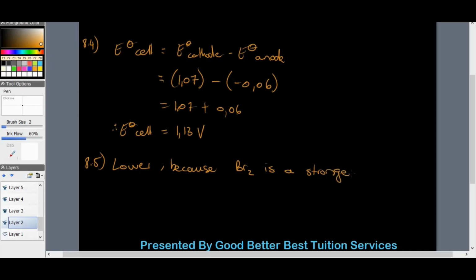oxidizing agent, because remember, as we go up table 4A, our oxidizing agent strength increases. So it is a stronger oxidizing agent than iodine, I2, and that makes sense, because iodine's cell potential value or EMF value on the table is lower than that of Br2. So we know that definitely the ammeter reading will be lower, as iodine, I2, is a weaker oxidizing agent than Br2. Or in the same breath, vice versa, Br2 is a stronger oxidizing agent than I2.